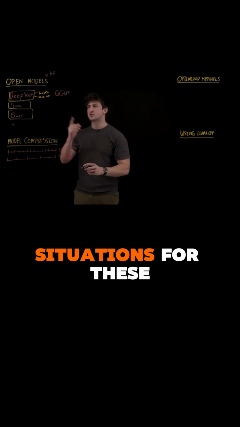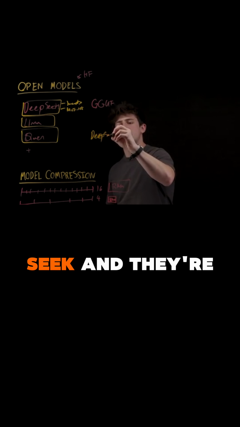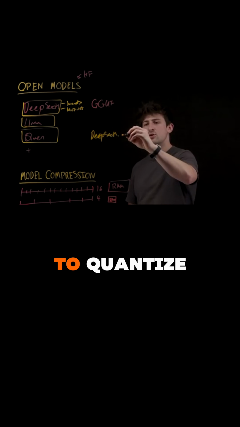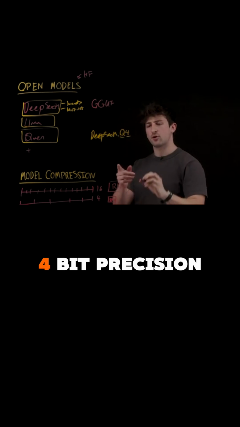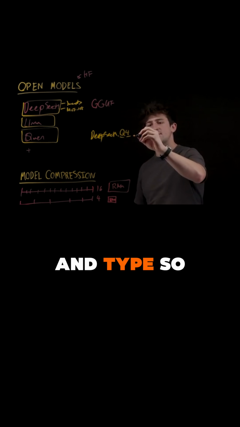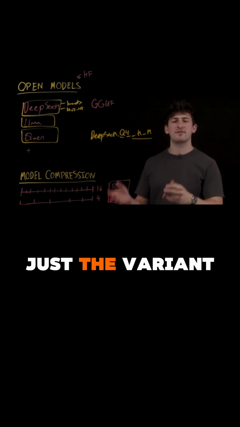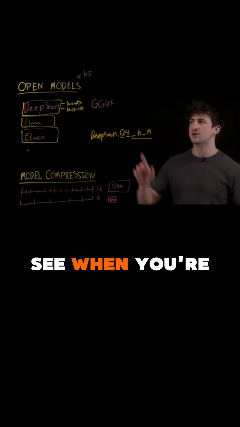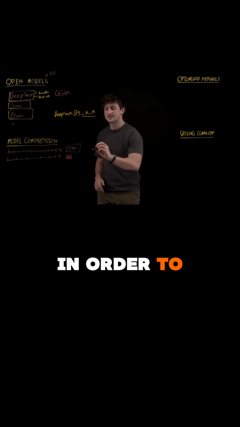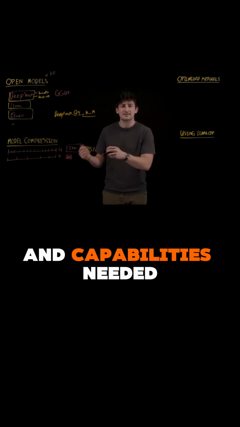So for example, you might see situations for these open models where they're released as, for example, DeepSeek, and they're named in this format as well. So it would be something similar to Q for quantize, and then 4-bit precision. And then we're also going to refer to a specific compression algorithm and type. So we're going to do underscore K and M. And I won't get too into the depths here, but this is just the variant that's tuned for quality that you'll typically see when you're searching open source models online. And that refers to the model compression that's being used in order to save perhaps 75% on hardware usage and capabilities needed to run the model.